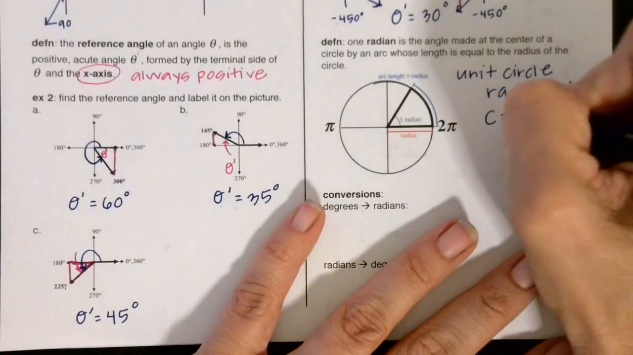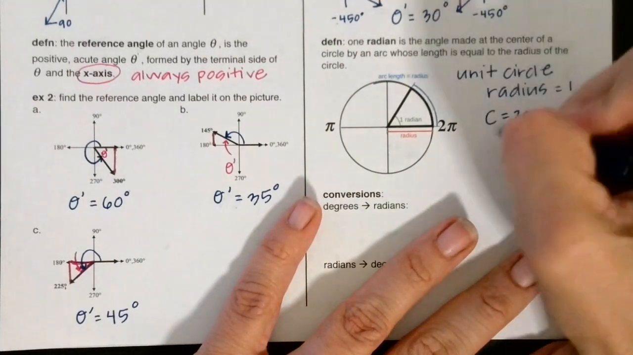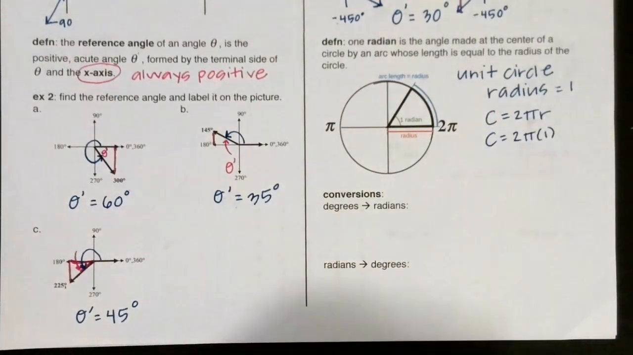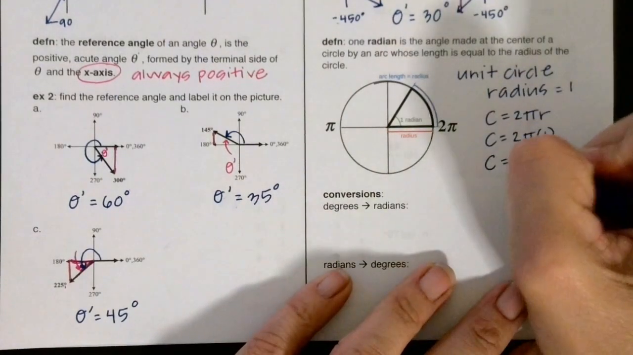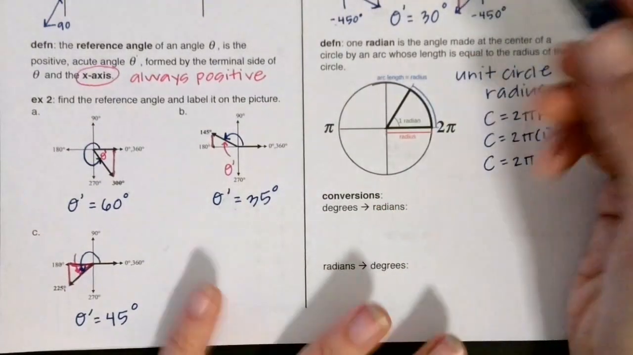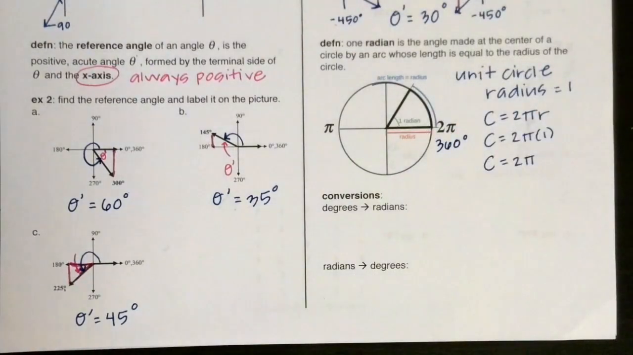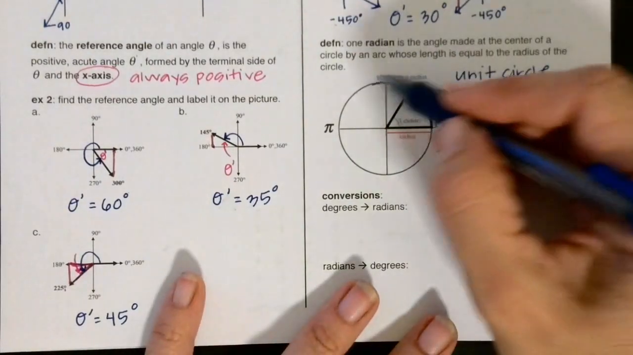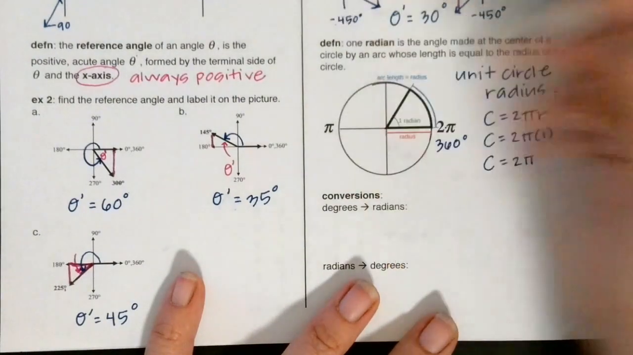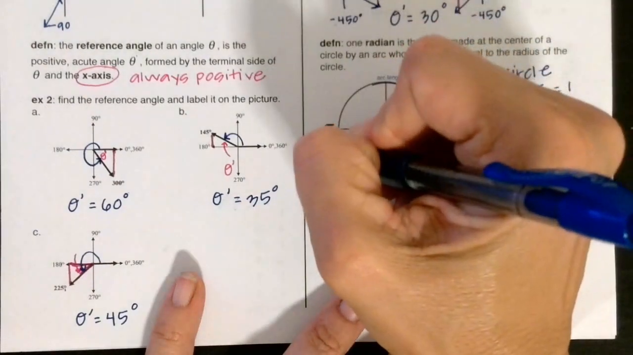Then we look at the circumference, and the circumference formula is 2 pi r, and when we plug in the unit circle radius of 1, we just get the circumference is 2 pi. So one whole trip around the perimeter of the circle is 2 pi, but that's also 360 degrees, right? And so if one whole trip around the circle is 2 pi, then when I go halfway around the circle, it's just going to be pi, which is also 180 degrees.